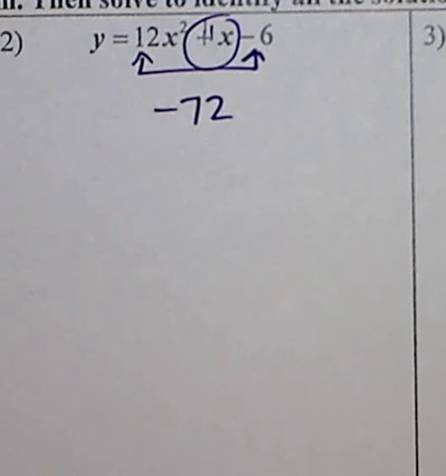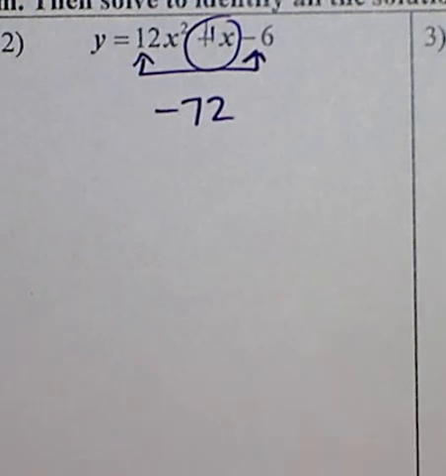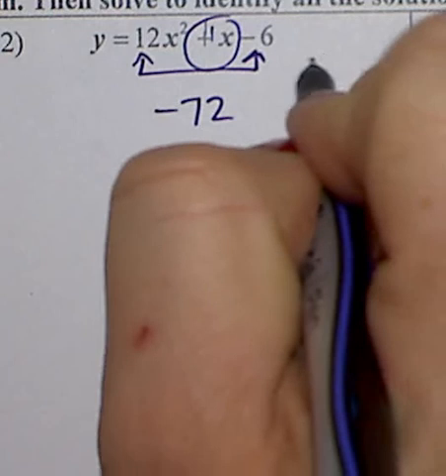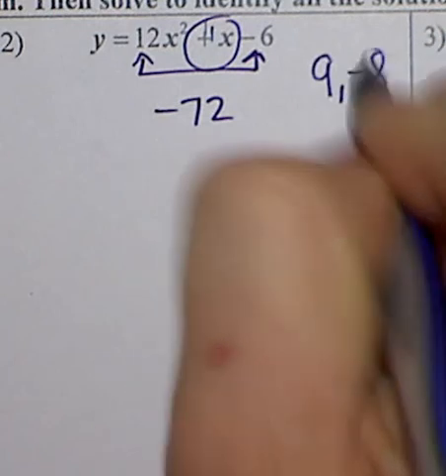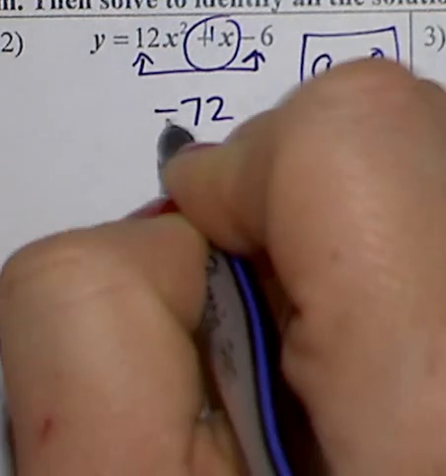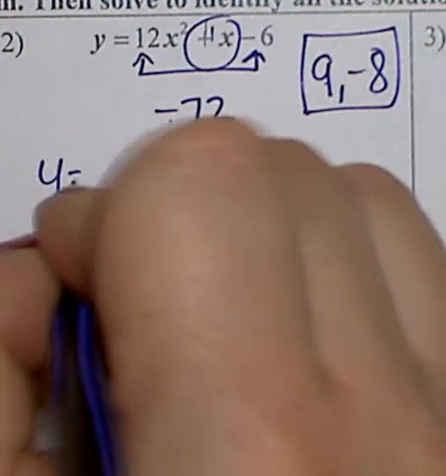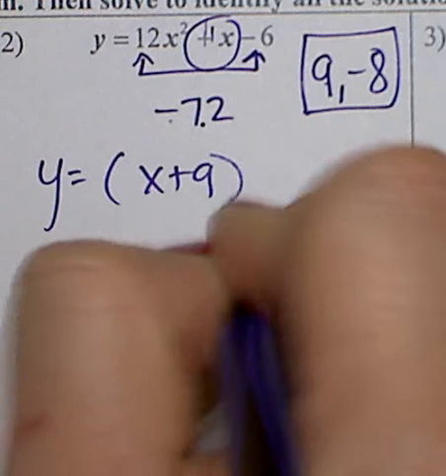As a reminder, I will teach using bottoms up method, but if you happen to use the X method from Ms. Castro, or you have a box method that works, feel free to use a method that works for you. So I believe that positive 9 and negative 8 multiply to equal negative 72, and they combine to give you a positive 1. So x plus 9 and x minus 8.